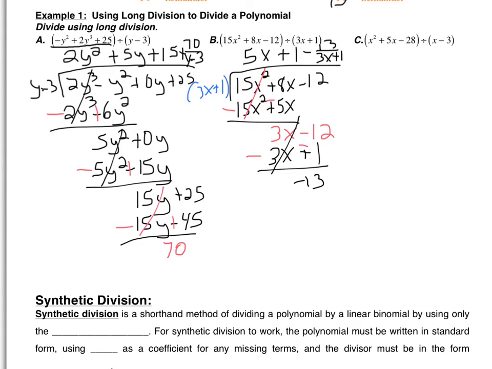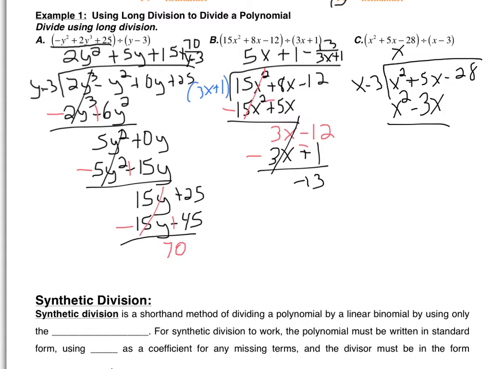And the last example, again, it's still in standard form, so we have x squared plus 5x minus 28. We're going to divide by x minus 3. So x into x squared is x, so x times x is x squared. x times negative 3 is negative 3x. And again, we're going to subtract, so we change the signs. x squared minus x squared is 0. 5x plus 3x is 8x. Bring down the negative 28.